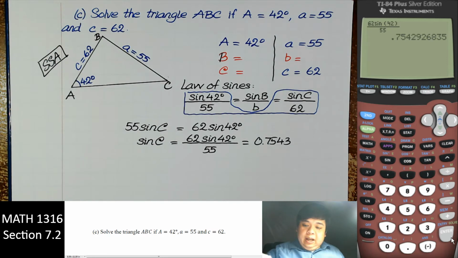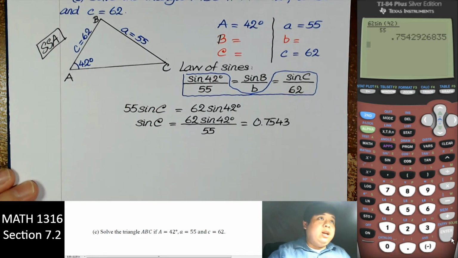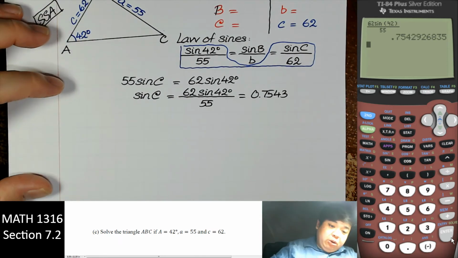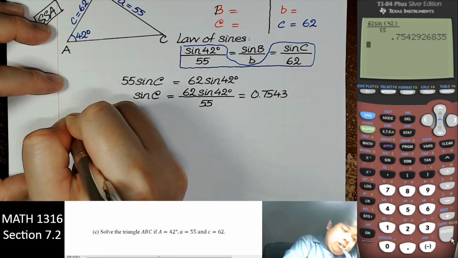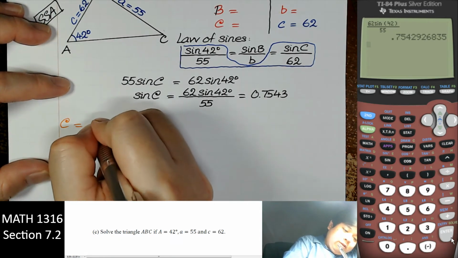Right. Now, when we have sine equal to something, there will be two scenarios. The first one is we have the sine inverse.